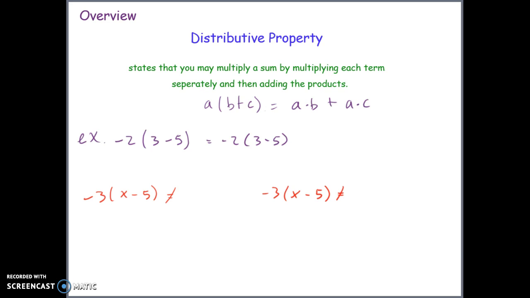The distributive property states that you may multiply a sum by multiplying each term separately and then adding the products. So if you look here, we have the mathematical definition, A times (B plus C). What this property allows us to do is, we have this sum right here, B plus C, and since we can't add B plus C because they're not numbers, we can't simplify that. What they're saying is the distributive property allows us to multiply this factor to both terms individually.